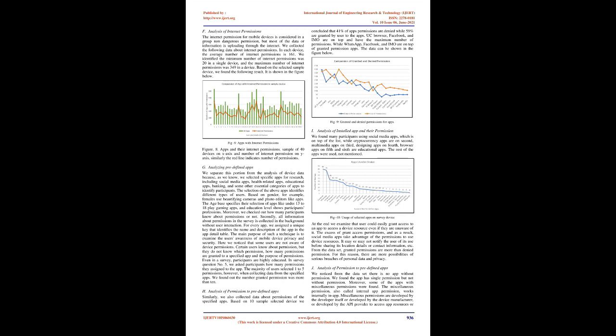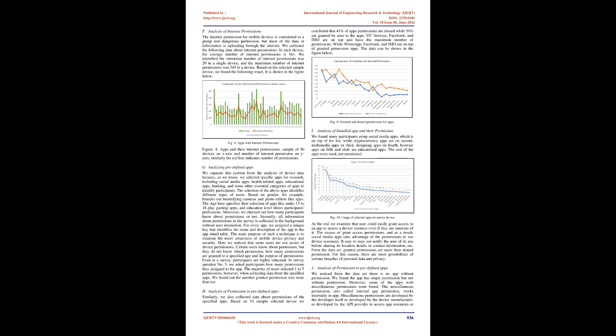Certain users know about permission, but they do not know which permission, how many permissions are granted to a specified app, and the purpose of permissions. Even in a survey, participants are highly educated. In survey question number 5, we ask participants how many permissions they assign to the app. The majority of users selected 1 to 5 permissions; however, when collecting data from the specified apps, we found the number of granted permissions was more than 10.